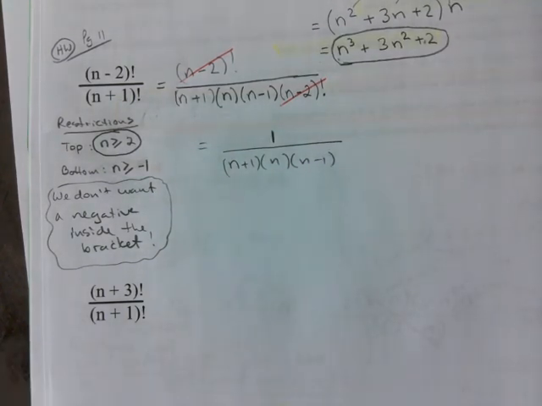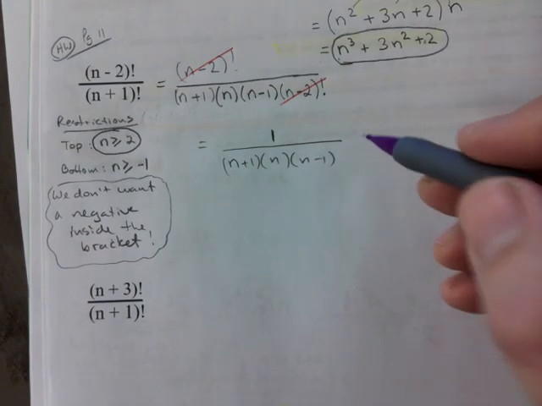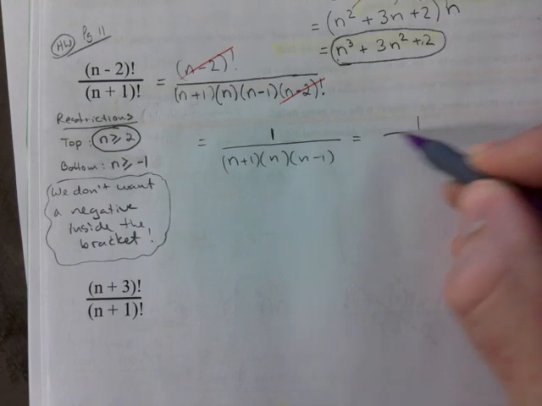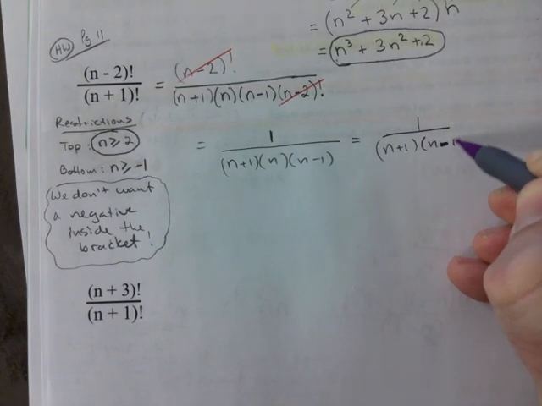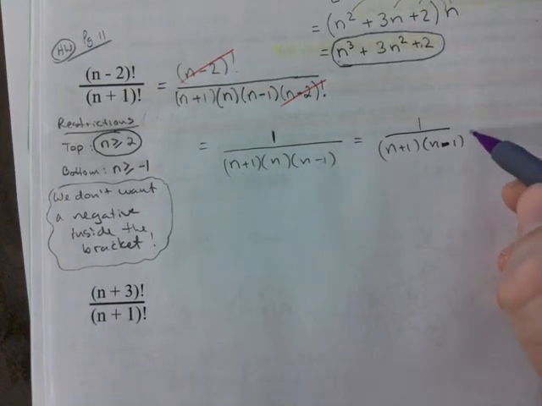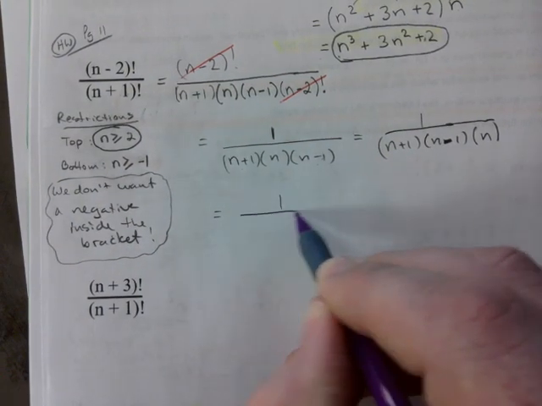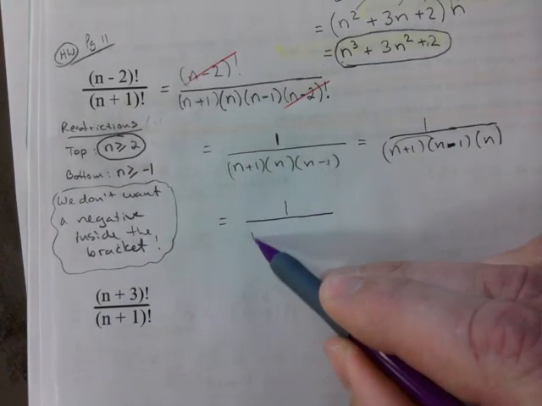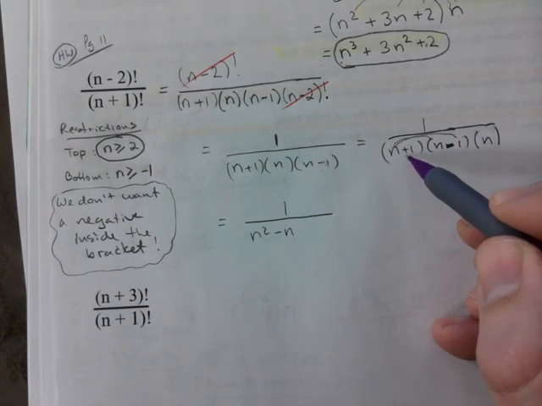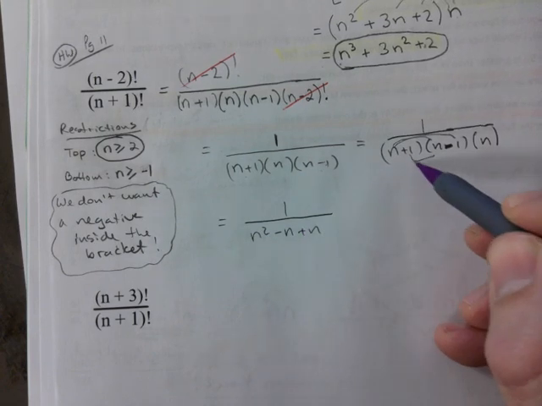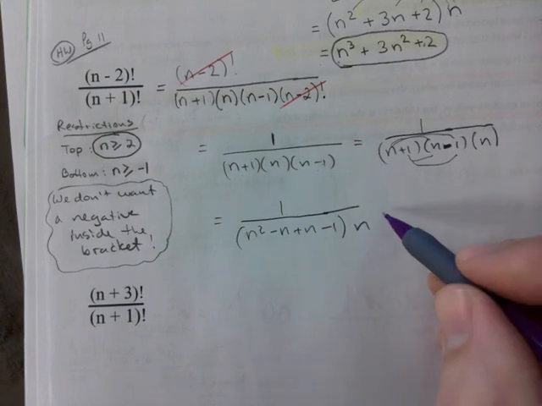So now all you want to do is FOIL that out, distribute it all. Maybe it's easier to think of it this way. I'm going to write n plus 1 times n minus 1 next to each other and just have the n tagging along for now. Here you just distribute. n times n is n squared. n times negative 1 is negative n. And this is plus n. And this is minus 1. And that's multiplied by n.